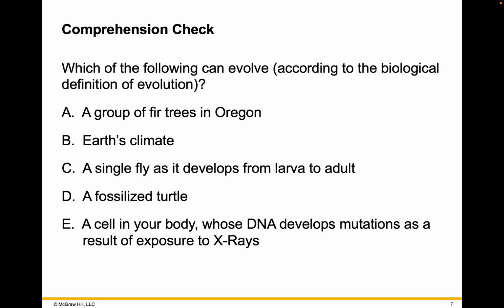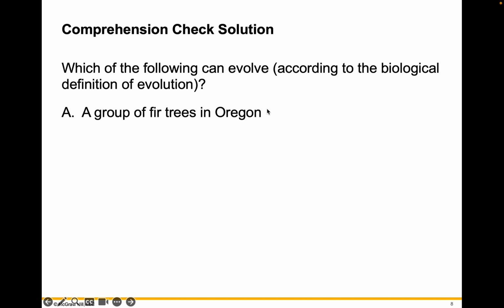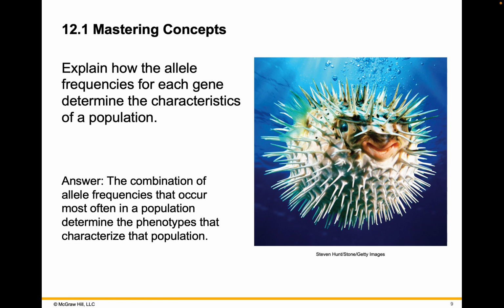So take a moment, check your understanding. Which of the following can evolve? A group of fir trees in Oregon, Earth's climate, a single fly as it develops, a fossilized turtle, or a cell in your body whose DNA develops mutation. Good. So evolution occurs in populations. A group of trees in Oregon is a population of fir trees, right? All right, take a moment and explain to yourself, how do allele frequencies for each gene determine the characteristics of a population?